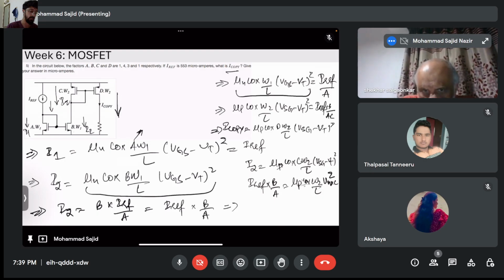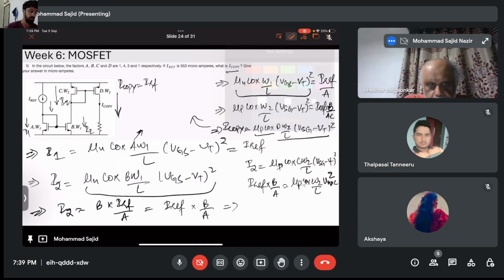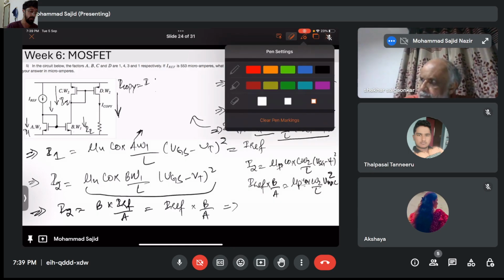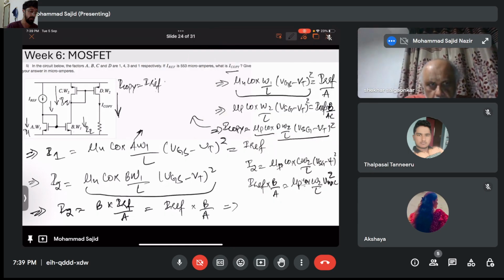Okay. So can you tell me finally what will be I copy? You can see here mu P Cox W2 by L (VSG minus VT) square is I ref B by A C, and I just need to multiply it by D, you can see the same terms here. So this will be simply I ref multiplied by B by A multiplied by D by C.